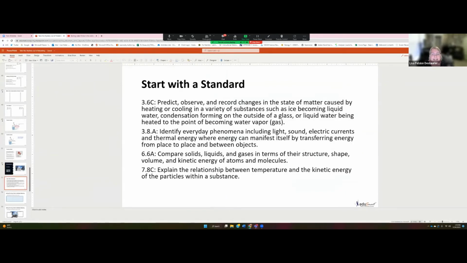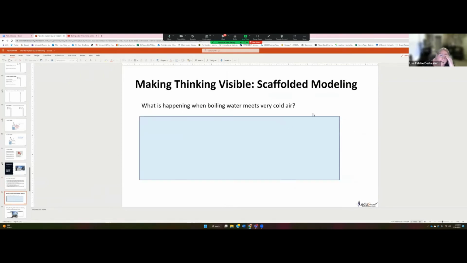So again, starting with the standard, here we're looking at changes in the state of matter. We're talking about thermal energy and transferring energy from place to place or between objects. We're comparing solids, liquids, and gases in terms of kinetic energy, relationship between temperature and kinetic energy. So what you want them to do as a model is explain what's happening when boiling water meets very cold air. So this would be, just give them the question and they have to draw pictures or explain, or you just give them a blank piece of paper and they fill it in.